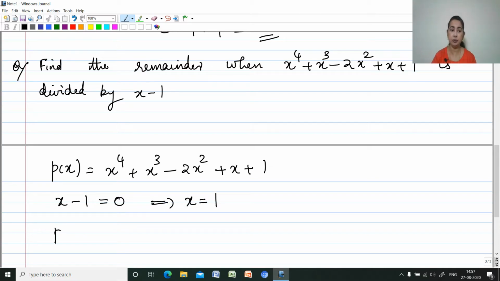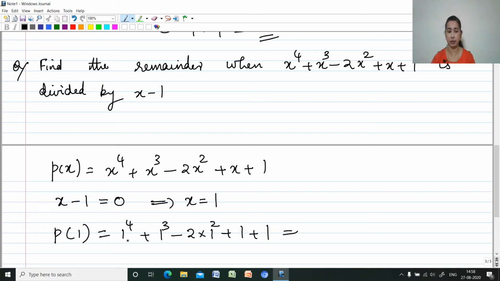And we find out what p of 1 is. P of 1 is, instead of x I am putting 1, so 1 raised to 4 plus 1 cube minus 2 into 1 square plus 1 plus 1. That is equal to 1 plus 1 is 2. 2 minus 2 get cancelled, then remaining 2. So 2 is the remainder here. If we go for long division also, you will get the remainder as 2. This is called the remainder theorem.